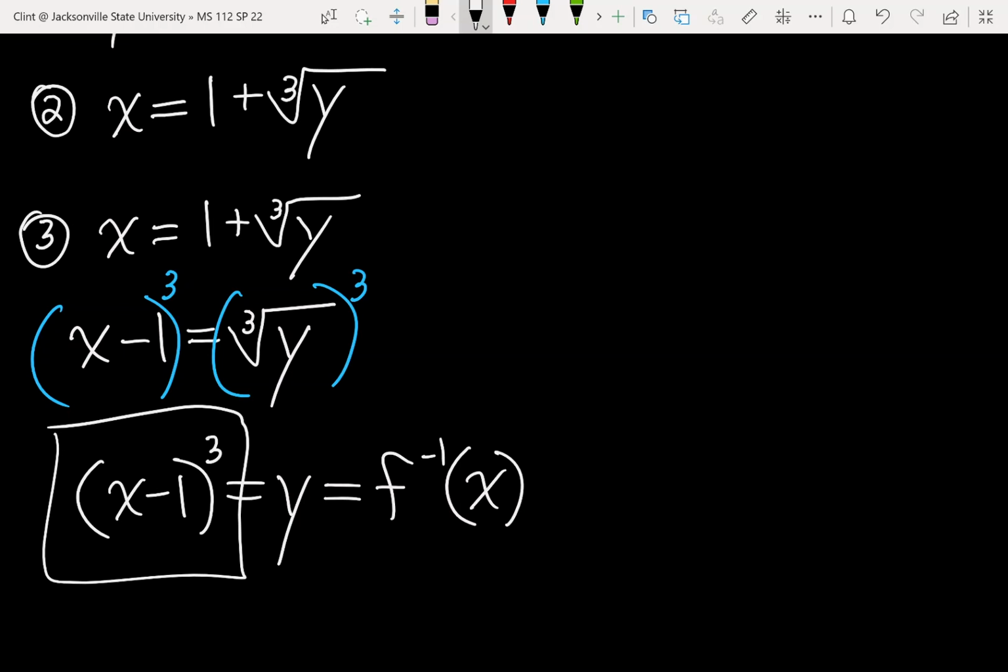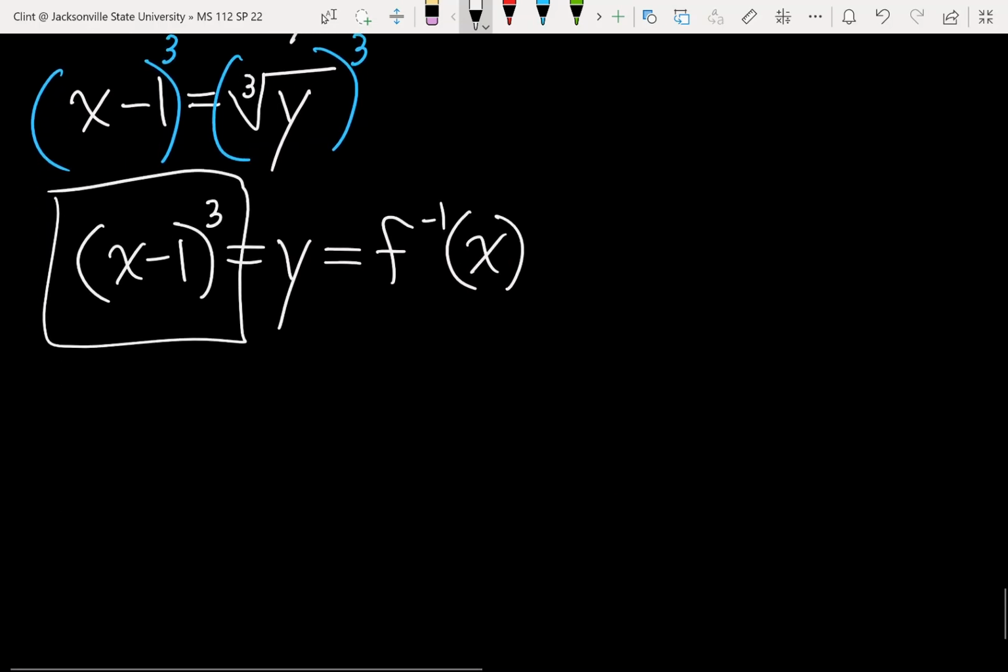Question on that one? Okay. That's the general idea. The only thing that makes them harder is how hard you have to work to do this step. Some of them are a little messier than others. That one was a little bit trickier because you had to raise both sides to the third power.